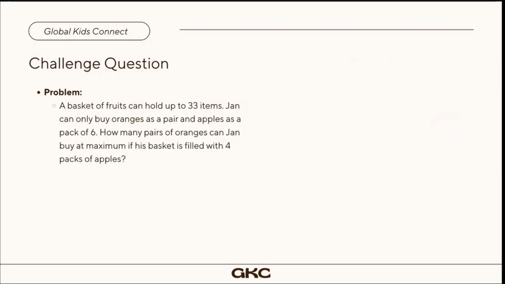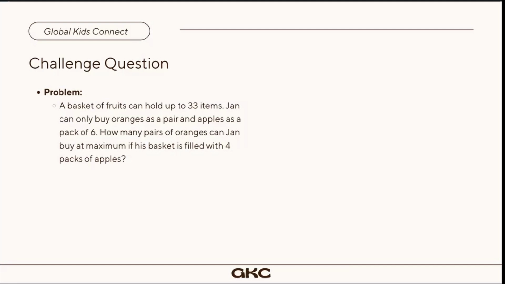So we will have our challenge question, the first one for today. A basket of fruits can hold up to 33 items. Jan can only buy oranges as a pair and apples as a pack of 6. How many pairs of oranges can Jan buy at maximum if his basket is already filled with 4 packs of apples?